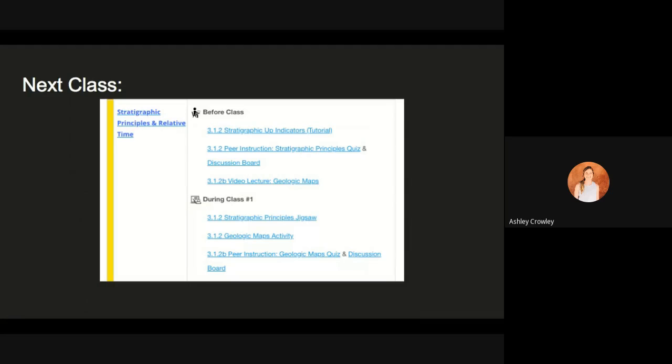So next class, which for y'all is on Friday, is stratigraphic principles and relative time. This one is split into two classes, but during class one, we're going to be looking at stratigraphic principles. So before class, you have these 3 assignments to do. All in all, your assignment for today is number 1, the rocks classification, and then number 2, number 3, and number 4 are these 3 assignments.